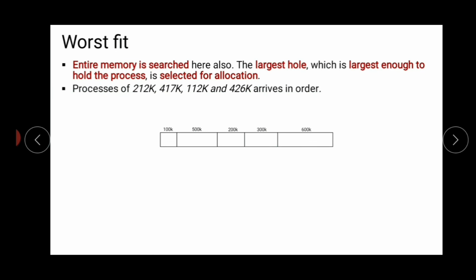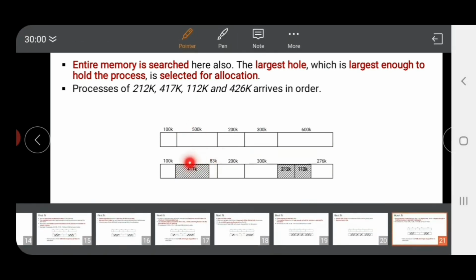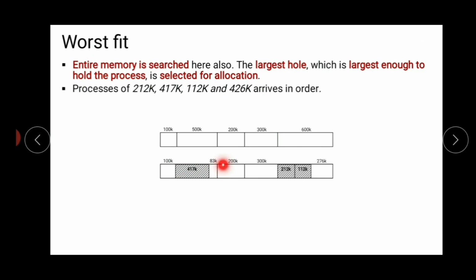So let us take the example. These are our four various processes. So first process 212K, it will search the entire block. The largest block found is 600K. The 212K will be allocated here, and the rest will be free. Next process, that is 417K, the entire block will be searched. The next largest block is this 500K. So this process will be allocated here, and then this is the free memory.